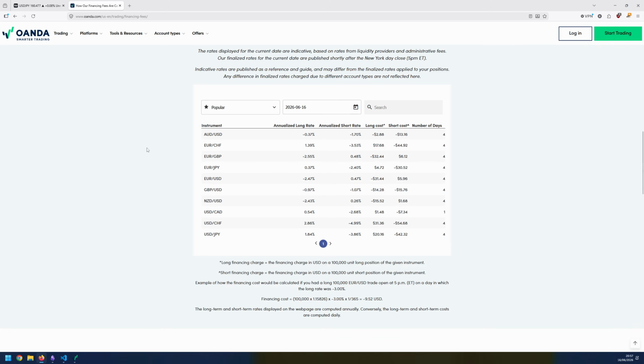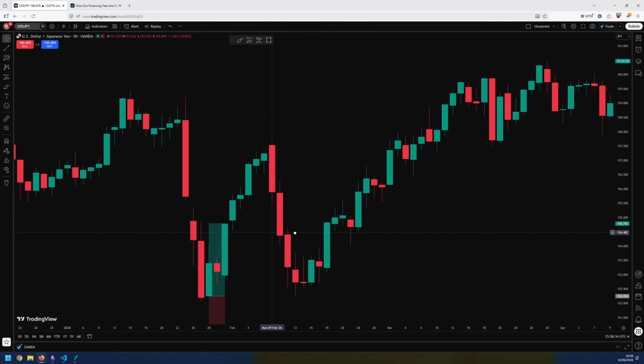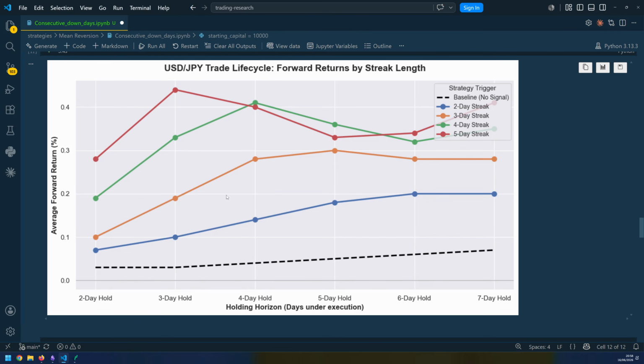I also need to think about financing costs, because the strategy will hold these trades overnight. Fortunately, the USD Japanese yen actually pays a positive carry. So basically, every night that I hold this trade, I earn an additional amount in financing from my broker, which will help and increase the profitability of each trade slightly. There's also the challenge of opening and closing positions exactly at the open and close of a candle. Realistically, that's never going to happen, but that is how my Python code and backtest is configured.